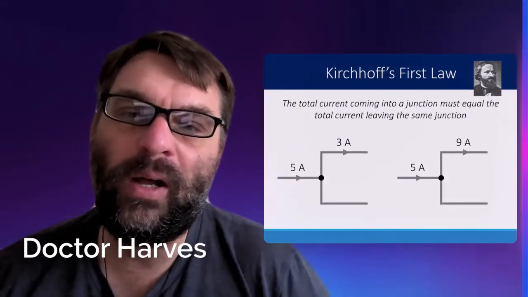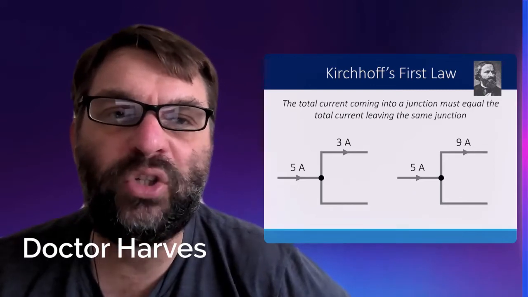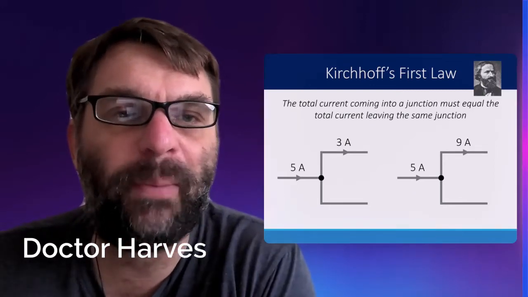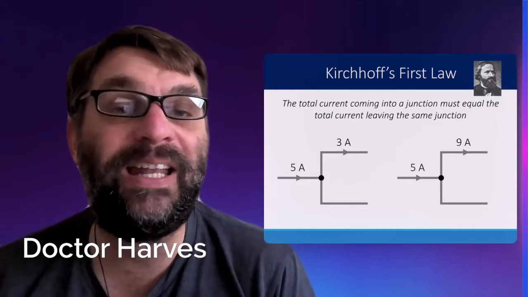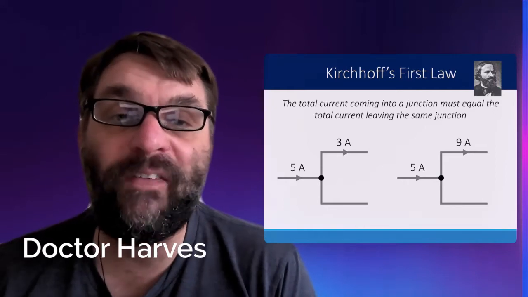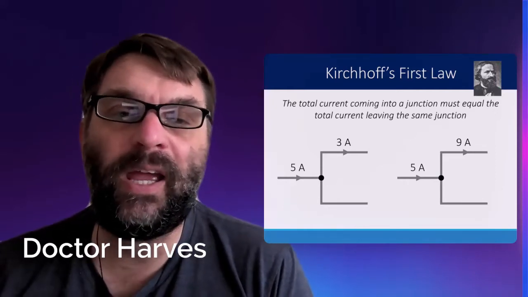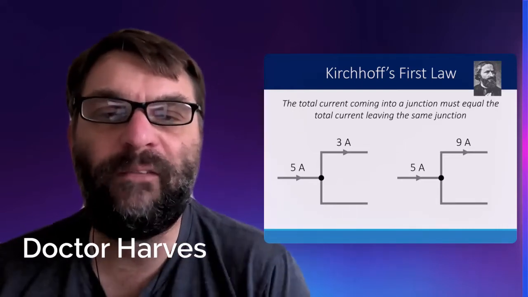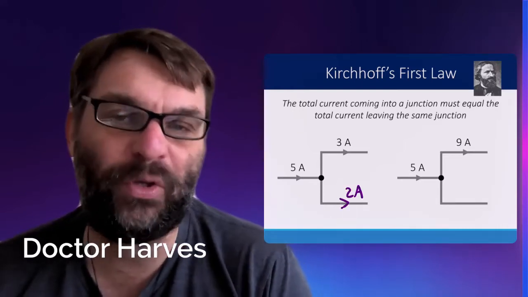So the first law I'd like to introduce to you is Kirchhoff's first law. Essentially it just states that the total current coming into a junction must equal the total current leaving this junction. So for the first example, on the left, 5 amps is coming in, say you've got 3 amps on one of the tributaries of the junction, so therefore it must be 2 amps on the other tributary.